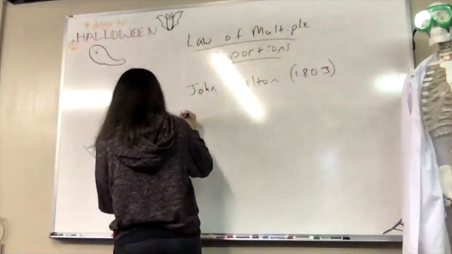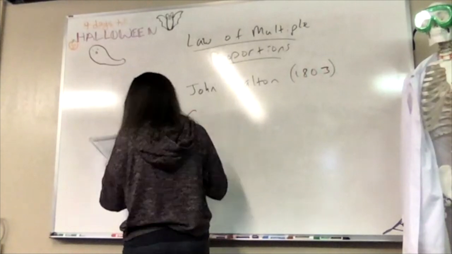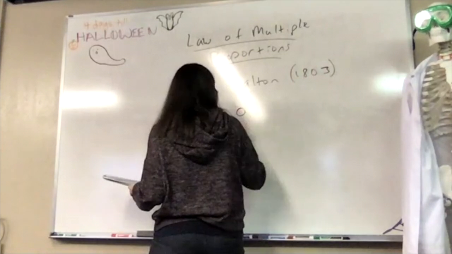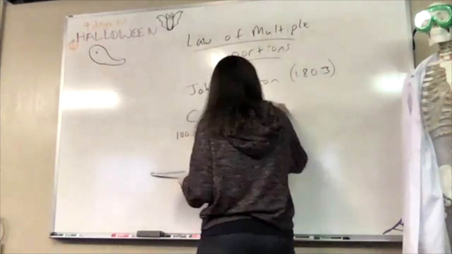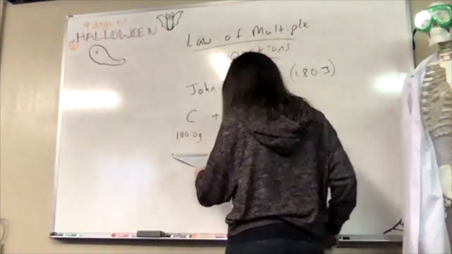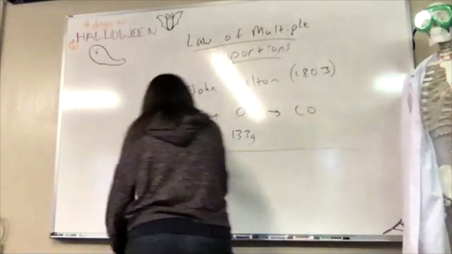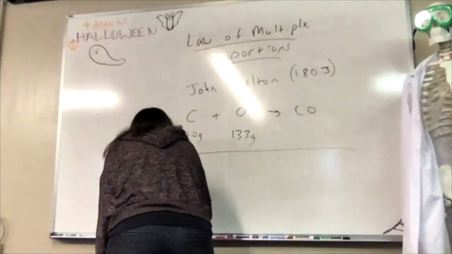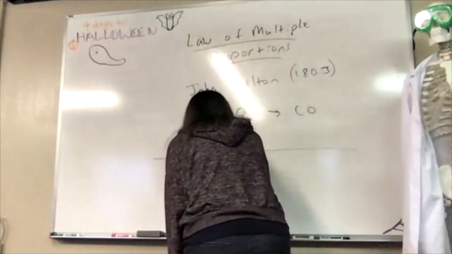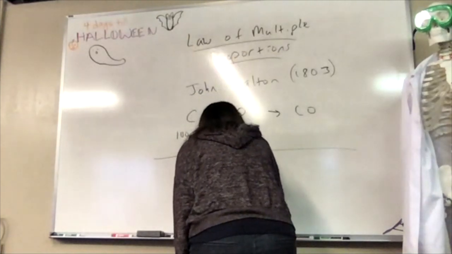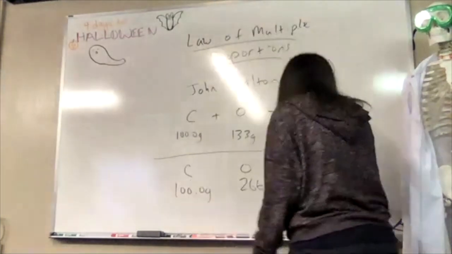And he discovered this. He took 100 grams of carbon and reacted it with 133 grams of oxygen to produce carbon monoxide. Then he took 100 grams of carbon and reacted it with 266 grams of oxygen. And that produced carbon dioxide.